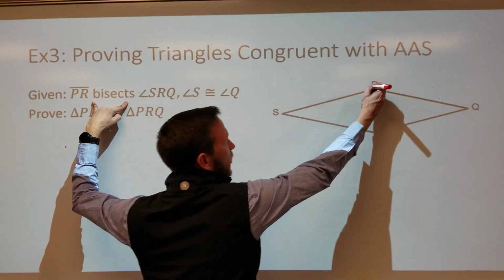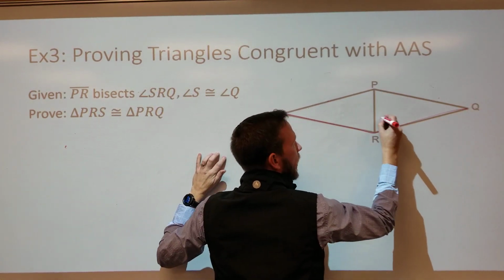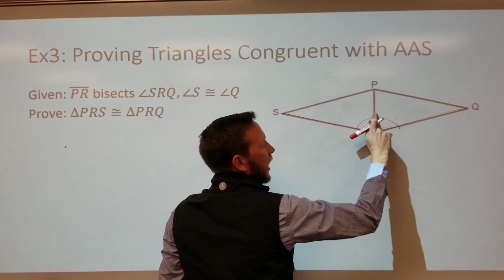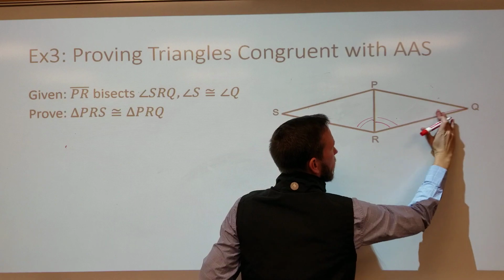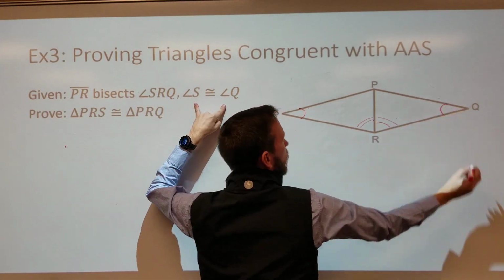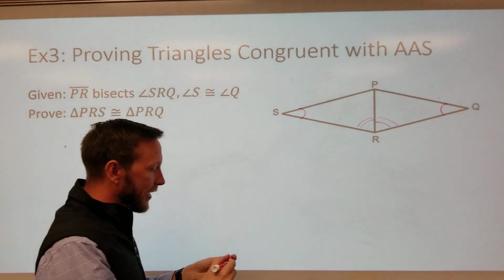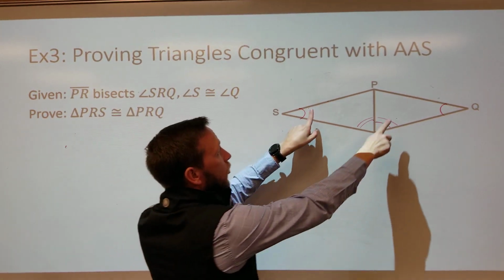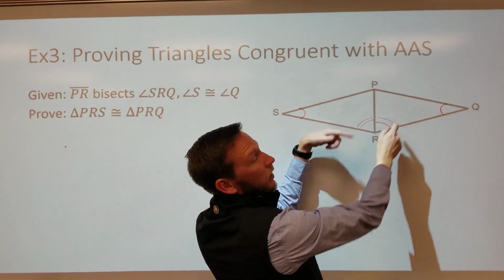Segment PR, that's this one right here, bisects angle SRQ. Angle SRQ is this big angle here. And we're going to cut that angle in half, which means that this part and that part are congruent to each other. That's what bisect means, by the definition of bisect. Angle S is congruent to angle Q, that's given. And in order to finish this proof, I need to have a pair of sides. Well, I can't show that these sides are congruent. There's nothing in the picture that's going to tell me that SP and QP are congruent.